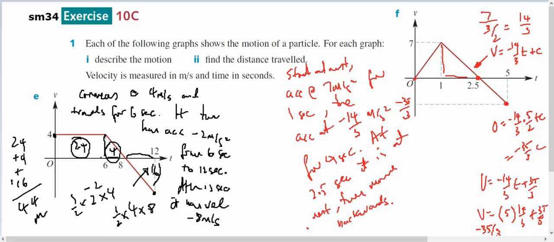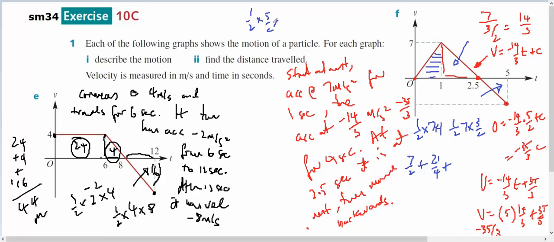How do I work out the distance travelled? The distance travelled in there will be the area under the curve, so a half times 7 times 1, or 7 on 2. The distance travelled in here will be a half times 7 times 3 on 2, which is 21 on 4, plus the distance in here will be a half times 5 on 2 times 35 on 3, which is 175 on 12.